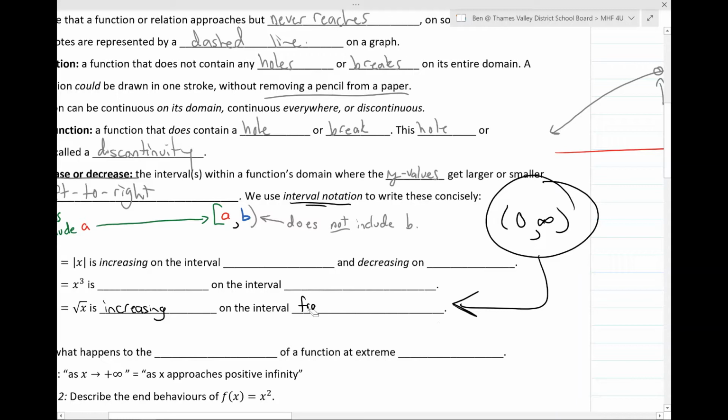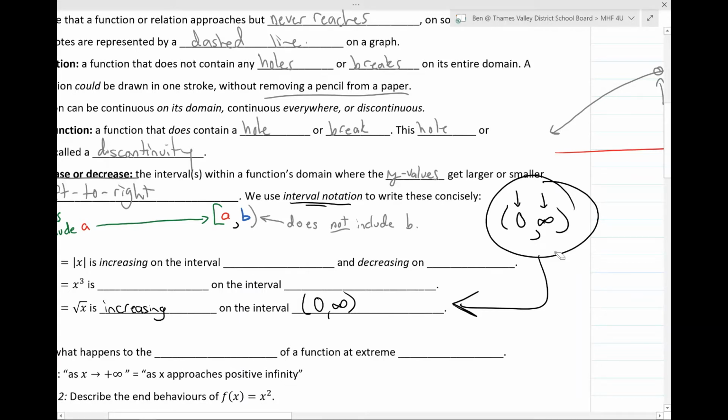So from 0 to infinity. Now, the left endpoint always goes on the left, right? It always comes first. So your left endpoint must always be a number that is less than your right endpoint, because your right endpoint must be a larger x value than your left.